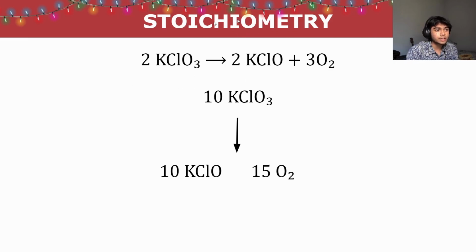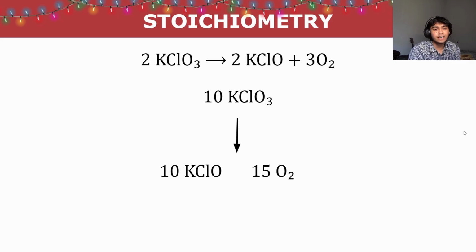Your reaction here, the stoichiometric coefficients, tell you the ratio of reactants to products. So potassium hypochlorite and potassium chlorate are in a 2:2 ratio. So if you have 10 potassium chlorate, you're going to produce 10 potassium hypochlorite. And oxygen and potassium chlorate are in a 3:2 ratio. So if you have 10 potassium chlorates, you're going to form 15 oxygen molecules.